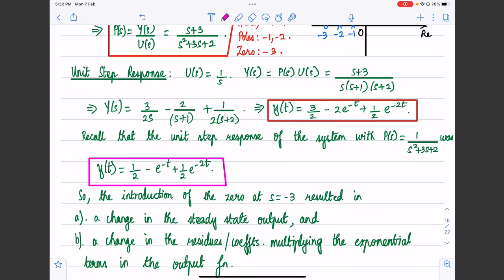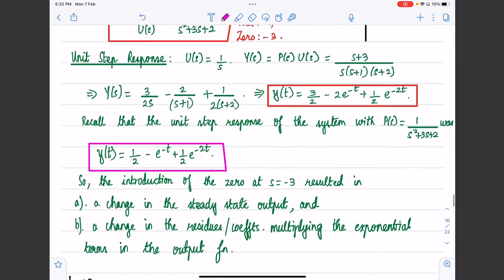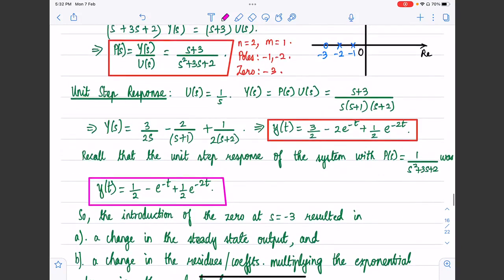Yes, sir. I was curious, if we have an s minus 3 term or some other term where some imaginary components come in the zeros, still it will not be having any impact, sir? Only the residues you are saying will change.